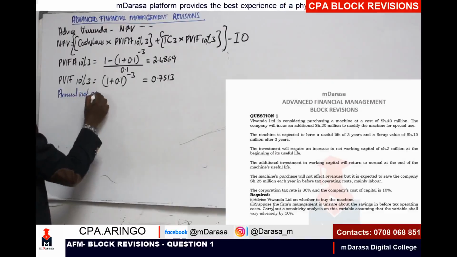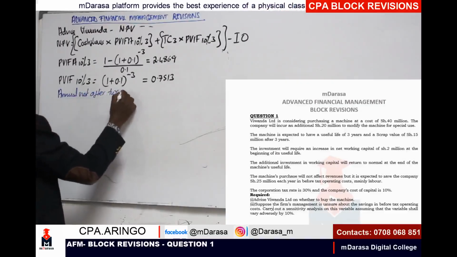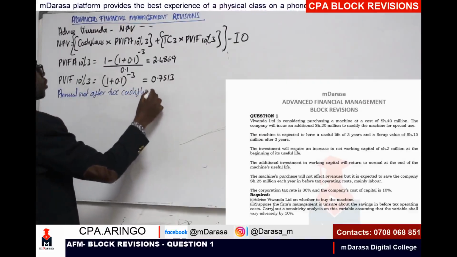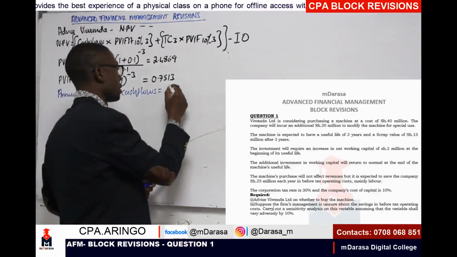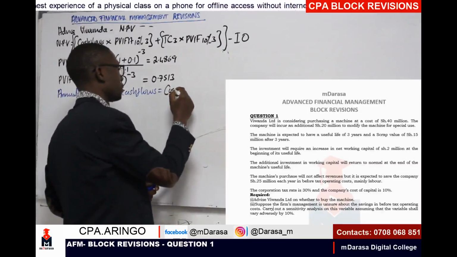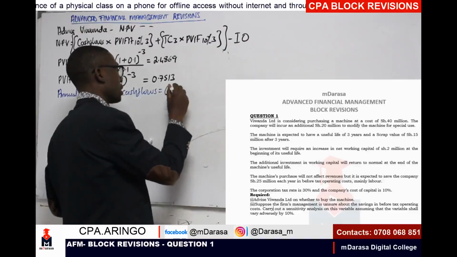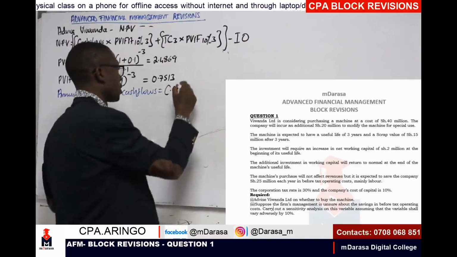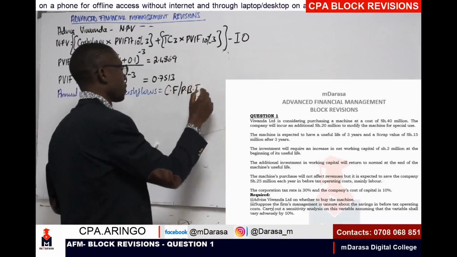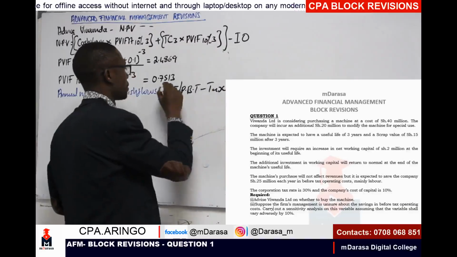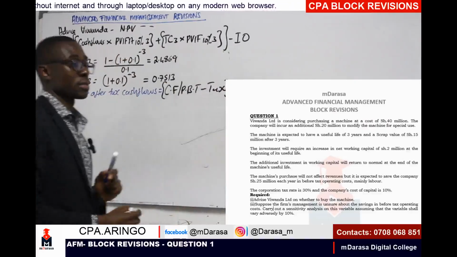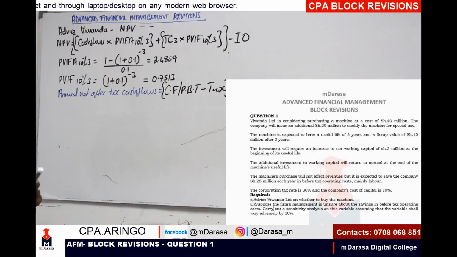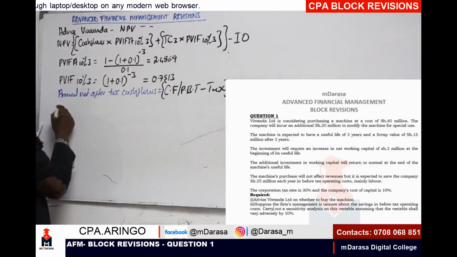The next part will be for us to determine our annual net after tax cash flows. Remember, Mwalimu had already guided us on this, where we mentioned I should have my cash flows or profit before tax, minus tax, plus depreciation tax shield. Mwalimu had talked about this, right? Plus depreciation tax shield.